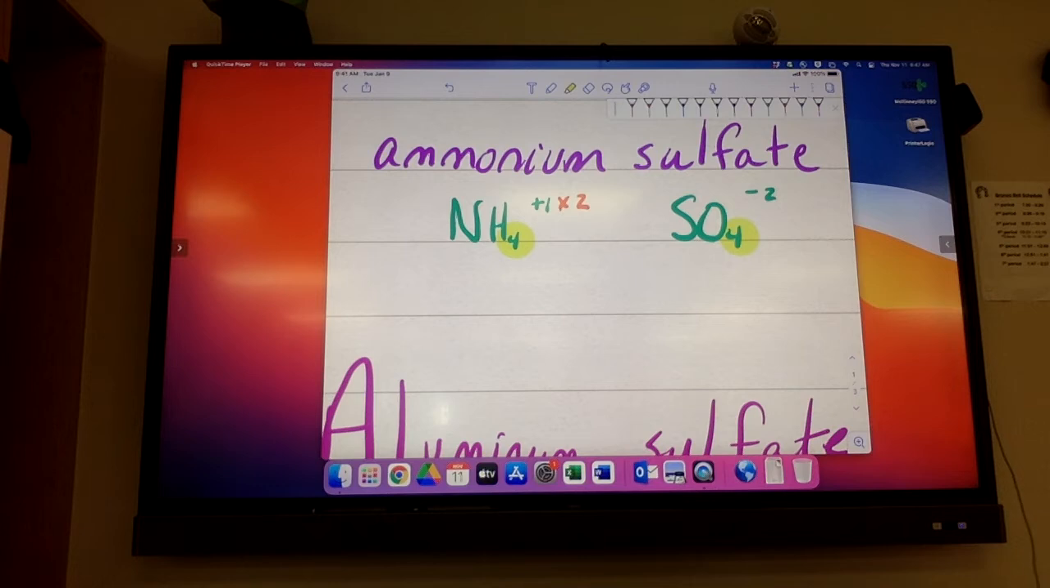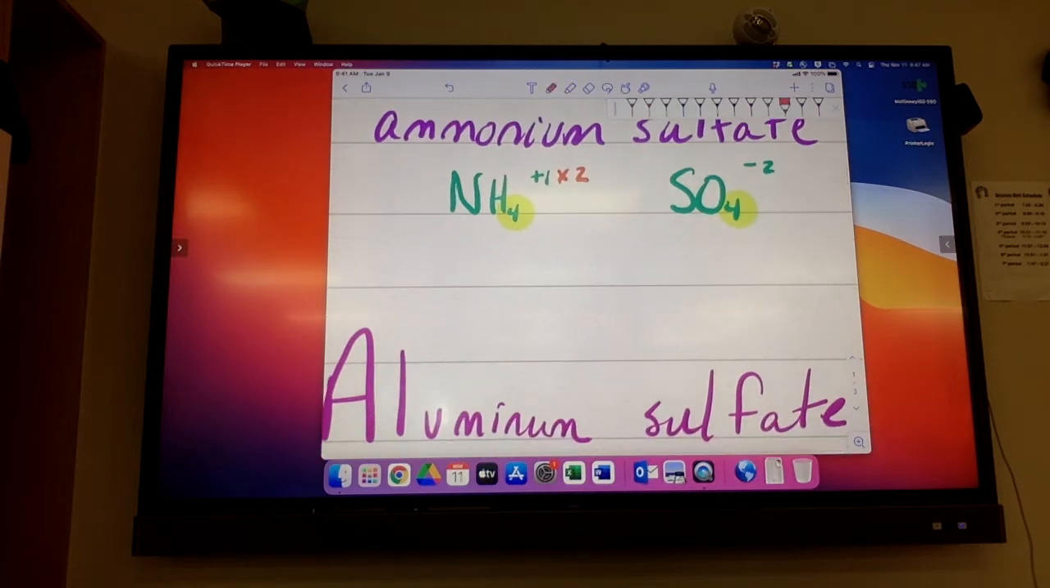Yes. So I'm going to need 2 ammoniums. So I need to put my ammoniums, my NH4, in parentheses to tell the reader that I need 2 of them. And then what do I do with SO4? Do I do this? Good. I don't. I don't put it in parentheses because I don't need more than 1. So you just write SO4.